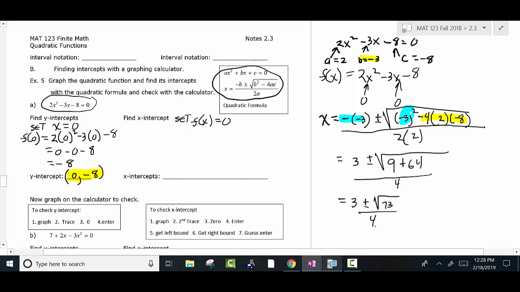And see, it doesn't factor. You got this weird answer. The square root of 73 is a bunch of decimals, so you leave it alone. So the way you would write your x-intercepts is you'd write it like this. The first one you would say is 3 plus radical 73 over 4, and then 0. When you have an x-intercept, y is 0. The other one would be 3 minus radical 73 over 4, comma 0.